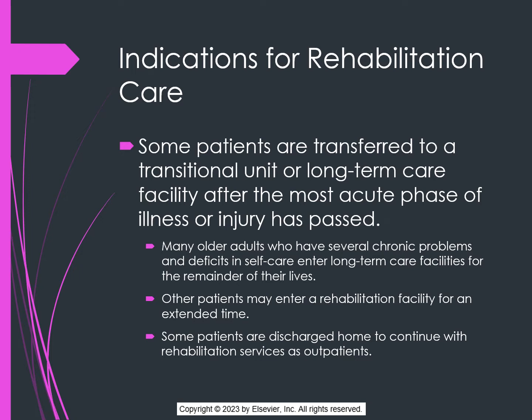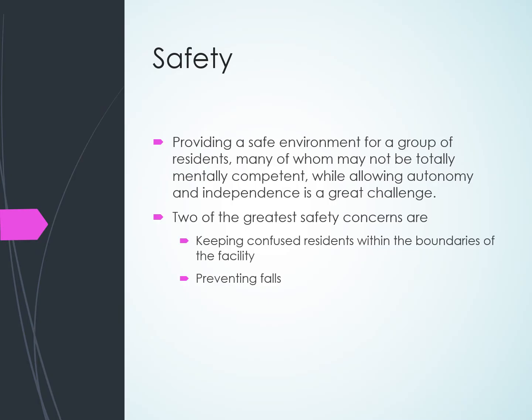When planning care for residents in a long-term care facility, the LPN needs to keep in mind that the overall goals of care for the facility are to provide a safe environment, to assist the resident in maintaining or attaining as much function as possible, and to promote individual independence, as well as allowing the resident to maintain or achieve as much autonomy as possible. Providing a safe environment for a group of residents, some of whom may be cognitively impaired, while allowing autonomy and independence, is a great challenge.